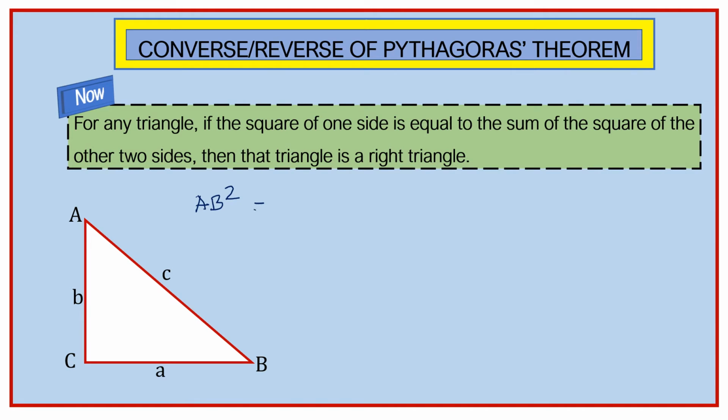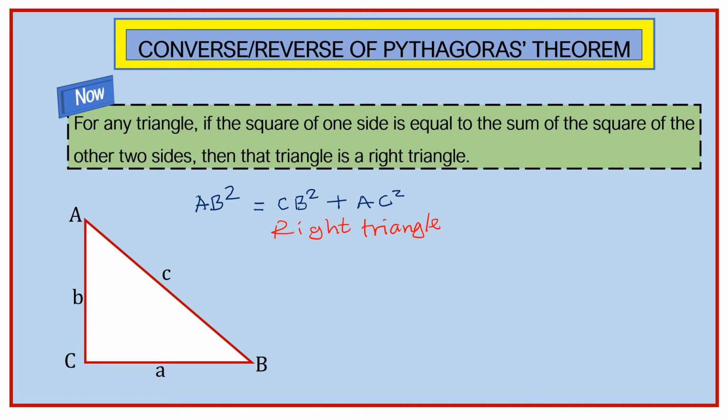and then we find that it is equal to when we square CB plus AC, then we say that that is a right triangle. We say that this is a right triangle.